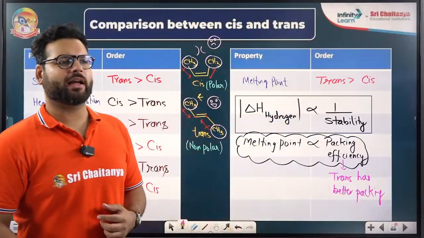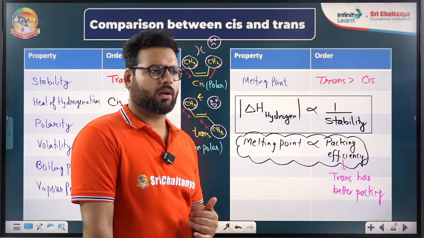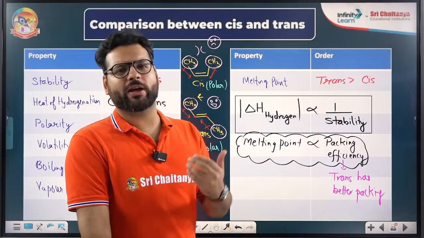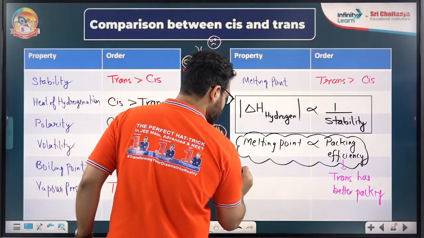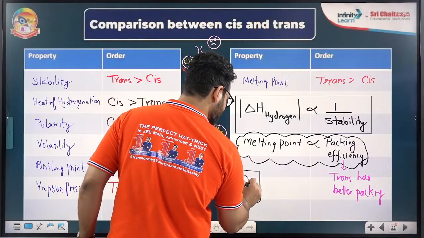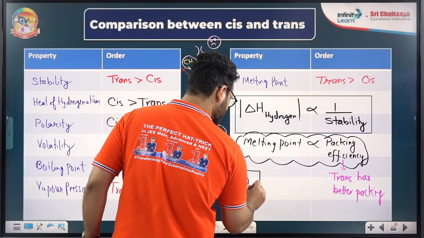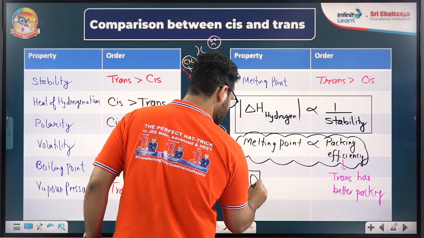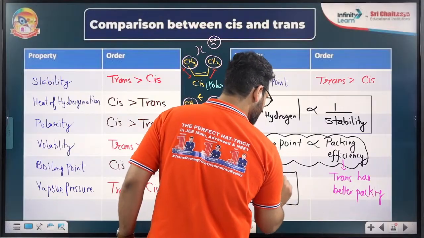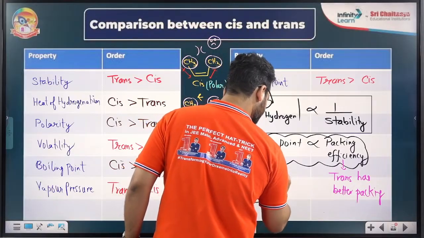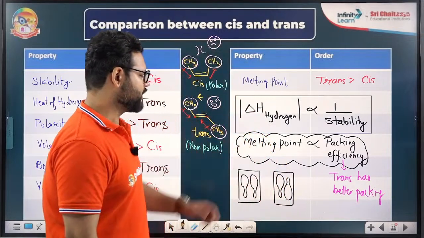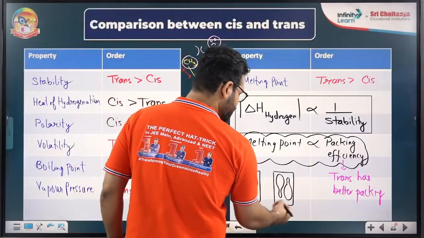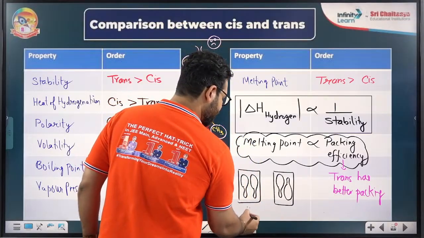You can think of it like this: whenever you go and purchase shoes from the market, how are the shoes put in the box? Tell me, whether shoes are put in the box in this manner or in this manner. Which way are the shoes put in the box? First way or second way?